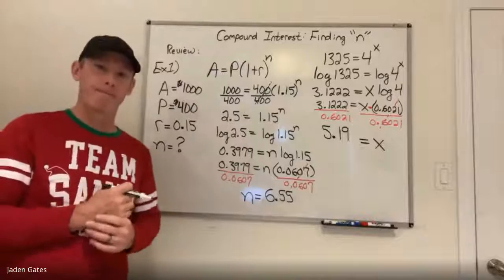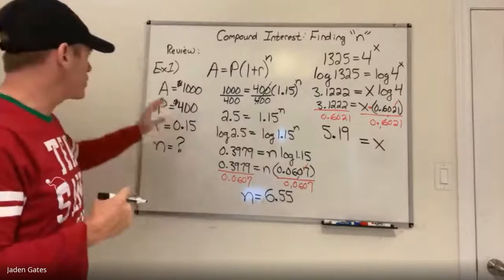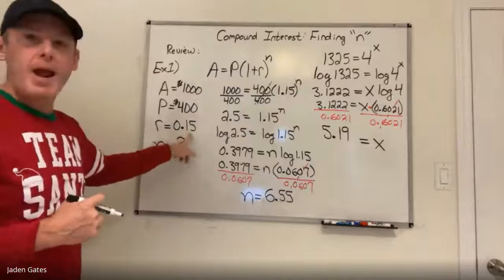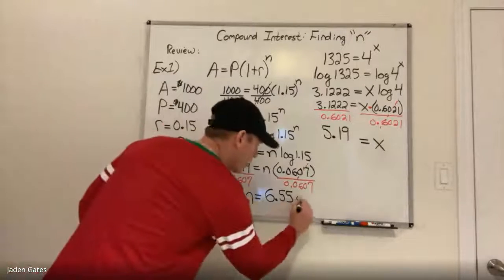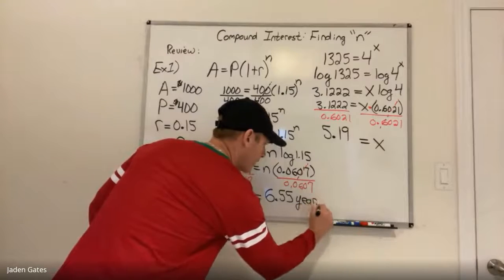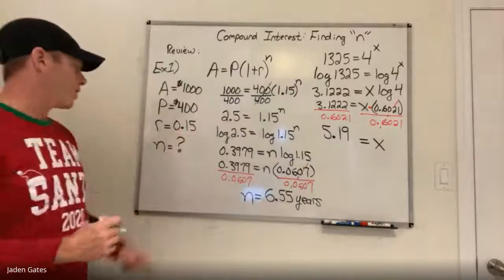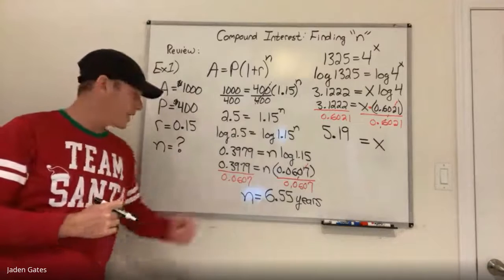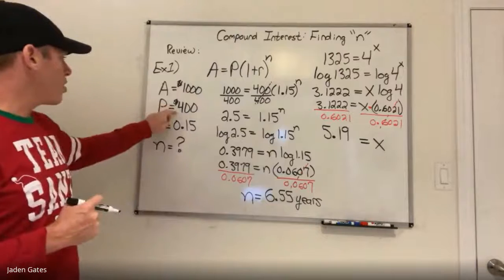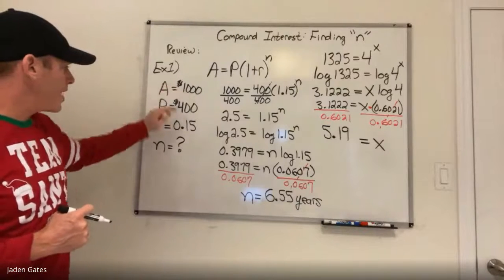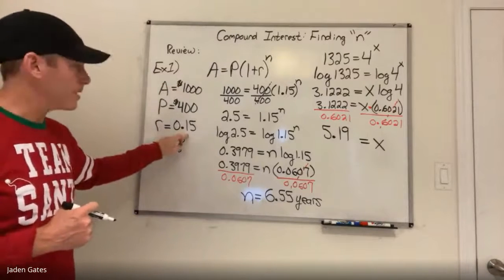Now here's the thing, because our interest is being compounded annually, the n is telling me that's how many years it would take. And again, that's because my interest rate is an annual interest rate. And so it takes 6.55 years for $400 to grow to $1,000 at an interest rate of 15%.